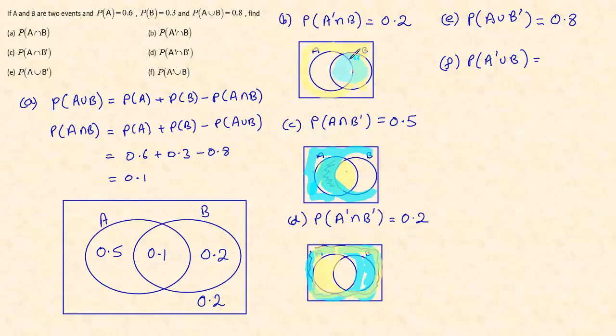And again, this time we're going to take everything that's shaded, whether it's once or twice, because it's a union. So that's everything except this bit. That bit's 0.5, so this must be 0.5.